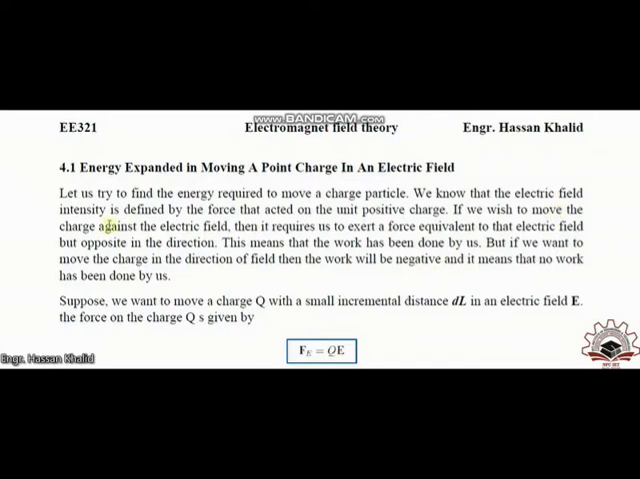Now, if we wish to move the electric charge against the electric field, then we must exert a force equal to that of the electric field but in the opposite direction. This means that work has been done by us. If we don't apply the force, and the charge is moving under the influence of the electric field, it means that no work has been done by us in this step.